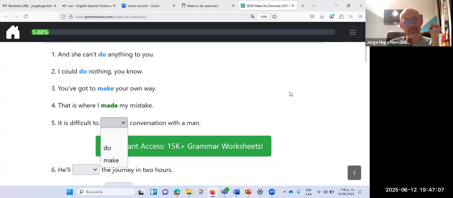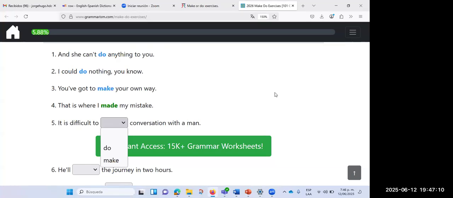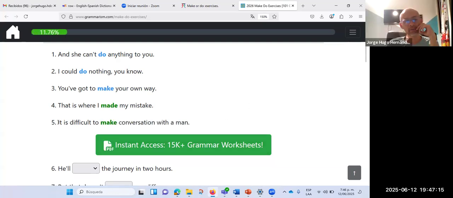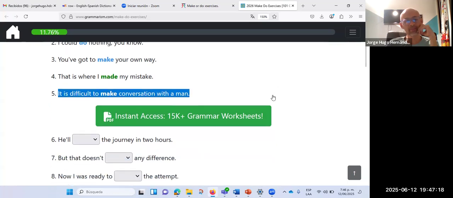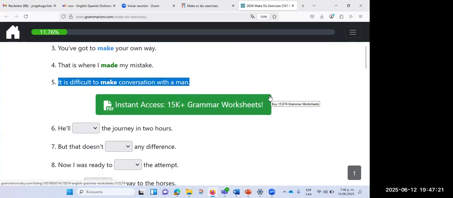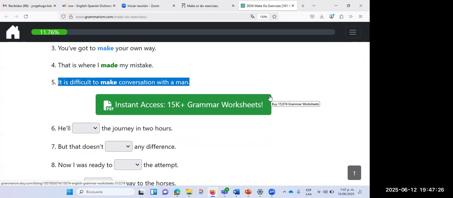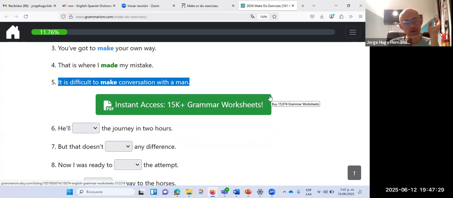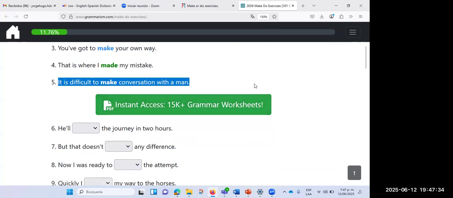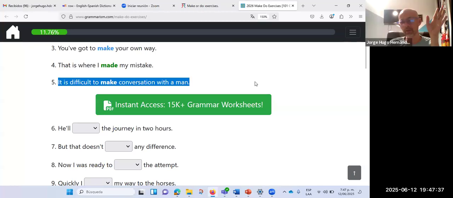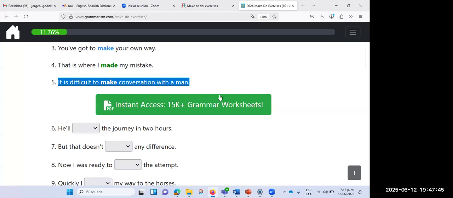Kiara. It is difficult to make a conversation with a man. Okay, what do you think about that? Is it difficult to make a conversation with a man? No? Are you married or single, Kiara? Single. Okay, for example, you go to a party, you go to a bar, you can chat, you can speak with a man easily? Yes, I think I could.